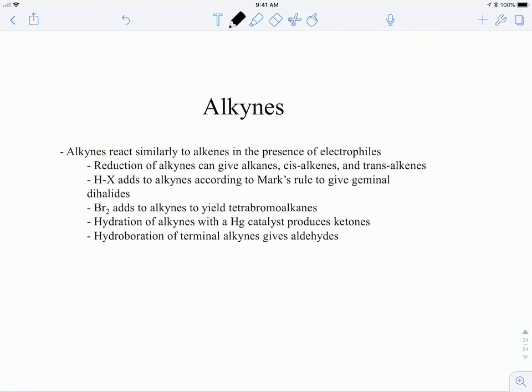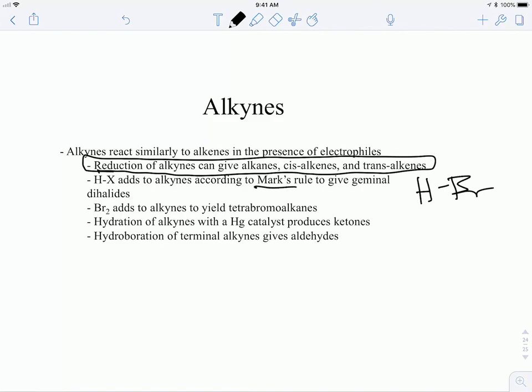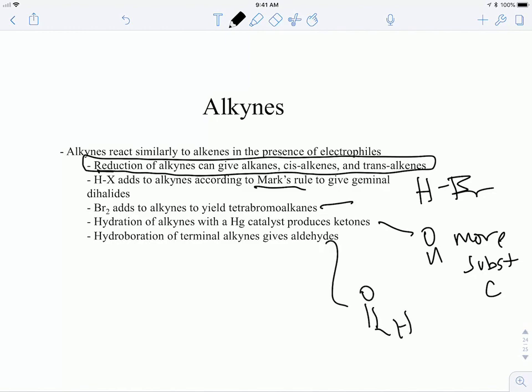All right, so I said this was going to be a short video. What we talked about actually in the last video is that you can reduce alkynes to give alkenes, cis alkenes, or trans alkenes, depending on the conditions. What we saw in this video is that you can add HBr, and that follows Markovnikov's rule. You can add bromine, and that gives you tetrabromoalkanes, which just means it adds bromine twice across the 2 pi bonds. Hydration produces ketones because the double bond to the oxygen goes to the more substituted carbon. Hydroboration gives us an aldehyde because the double bond O goes to the less substituted carbon.